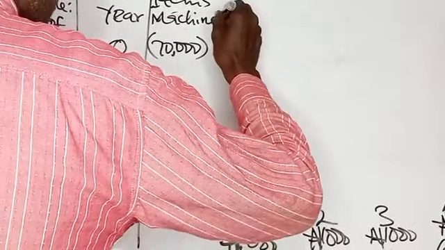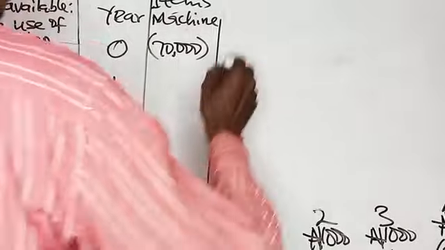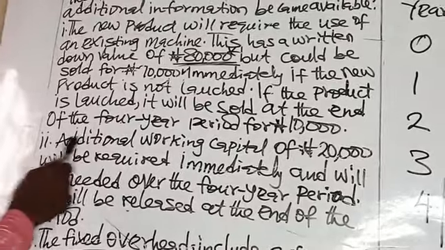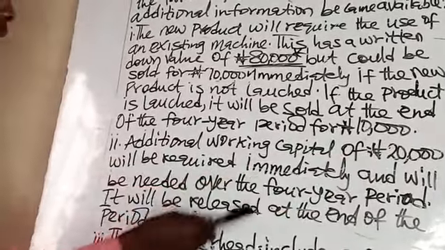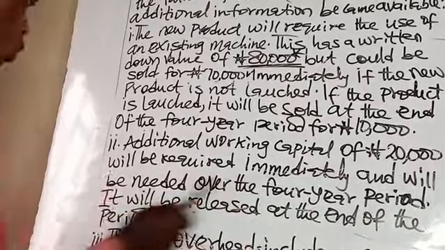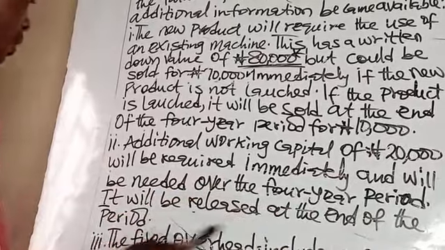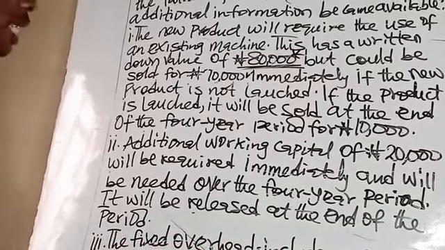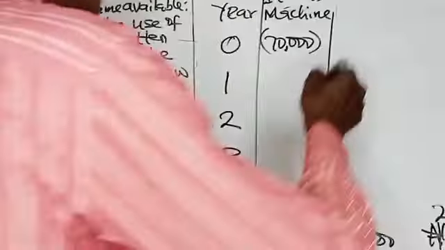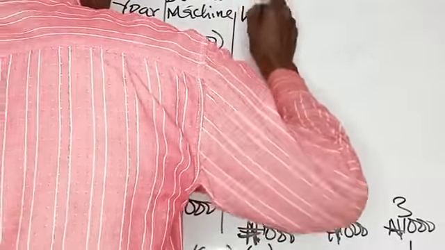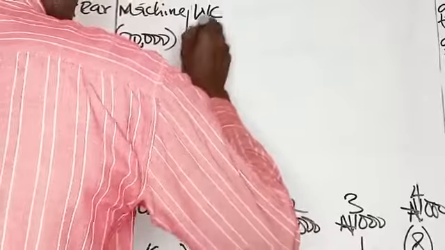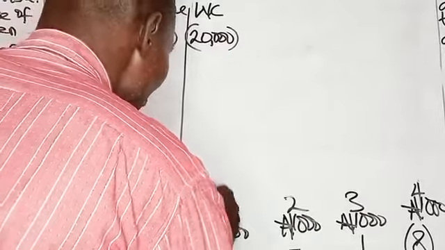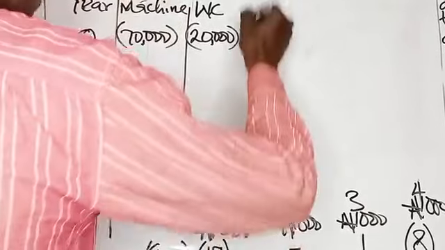Then we also have the working capital. Back to note 2. You were told additional working capital of 20,000 naira will be required immediately and will be needed over the 4-year period. It will be released at the end of the period. I've told you that working capital should be treated as an outflow, 20,000 naira in year 0. Then it will be recovered at the end of the project life, so you treat it as an inflow.